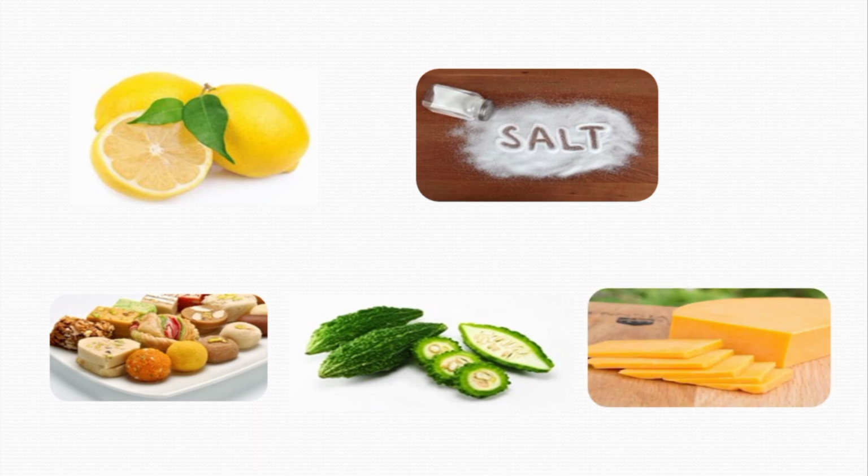Then is the umami taste. Umami is a Japanese word which means delicious, and it is a pleasant taste caused by L-glutamate, for example the taste of meat extracts and the taste of aging cheese. Now the 6th primary taste sensation is fatty taste, and the scientists have identified a potential sensor in the mouth for long chain fatty acids.